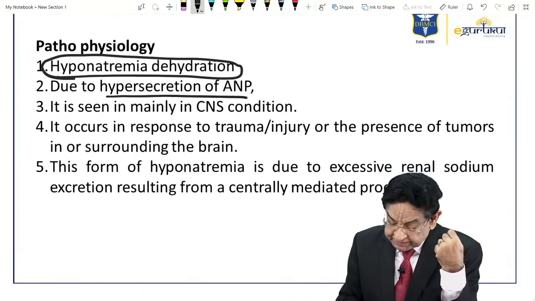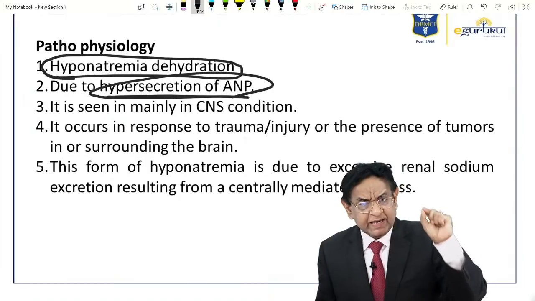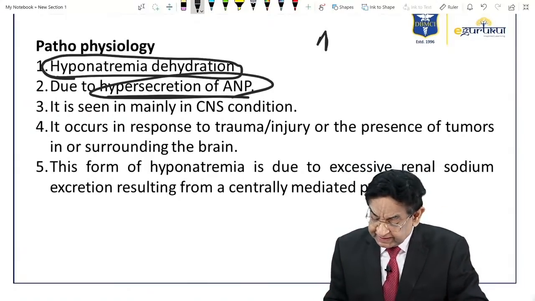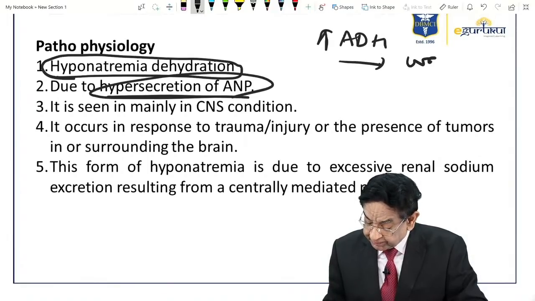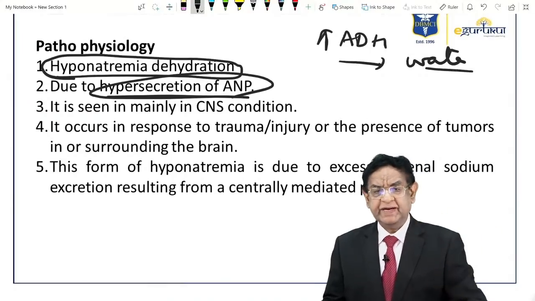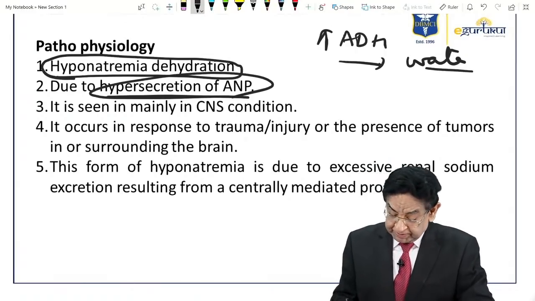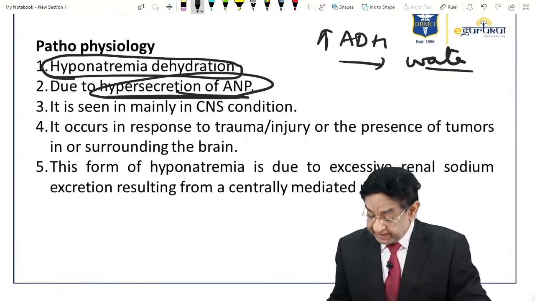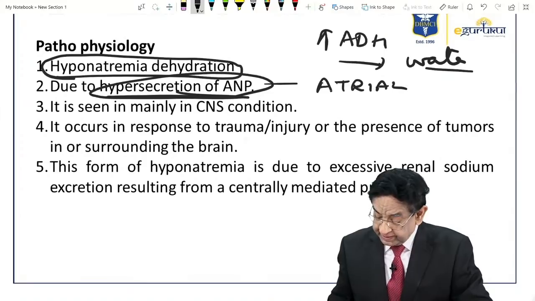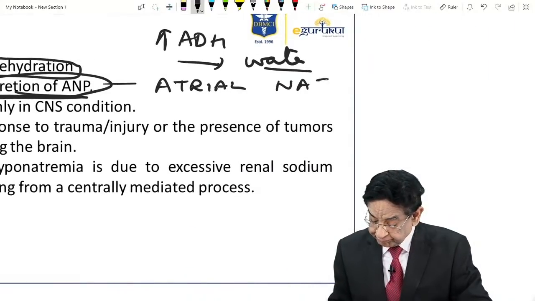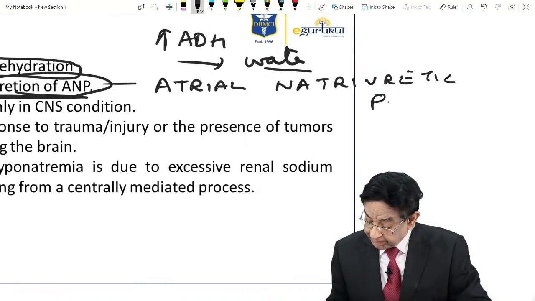This is due to hypersecretion of ANP. Point to be noted that the entire SIADH problem was increased ADH, and that was retaining water. And that's why we were getting hyponatremia with normal volume. But the problem is ANP is atrial natriuretic peptide.